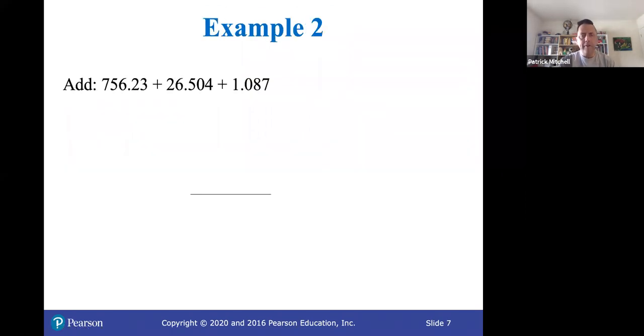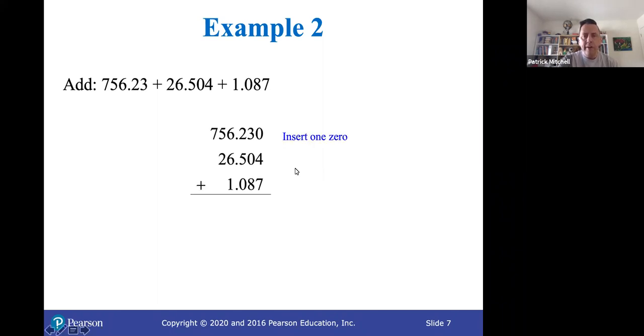All right, so our first example, we're adding 756 and 23 hundredths, 26 and 504 thousandths, and 1 and 87 thousandths. Notice the 0 inserted at the end of 756 and 23 hundredths. That helps me line them up. You don't really have to do that as long as you are sure to line up the decimal points. That's really, really important. And I think for a lot of people, it does help to put that 0 in there.